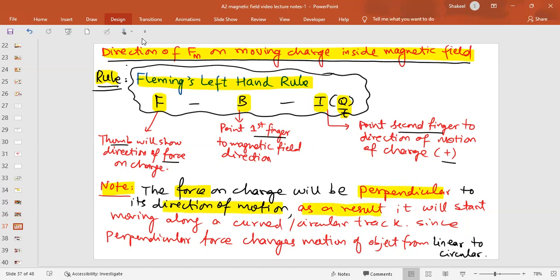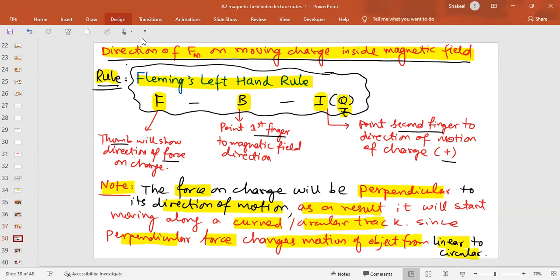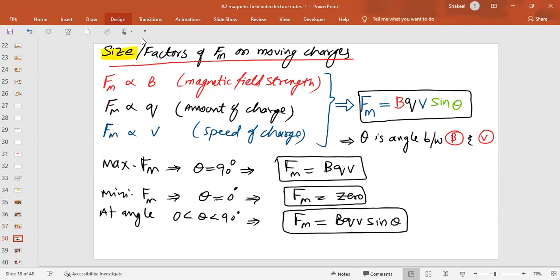This will result in moving along a curved or circular track, because you know the perpendicular force changes the direction of the object from linear to circular. Okay, now we have to look upon the factors of the magnetic force on moving charges. There are the same factors as we have studied in a current carrying wire placed in a magnetic field.